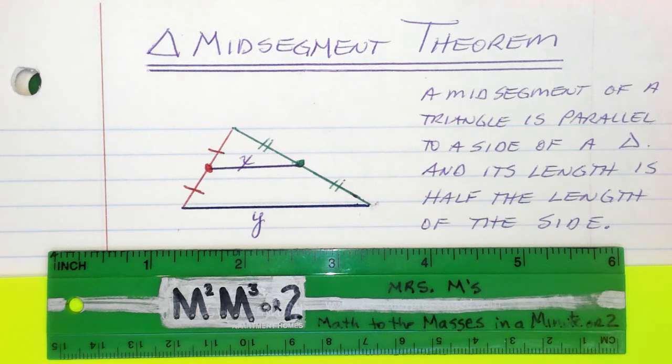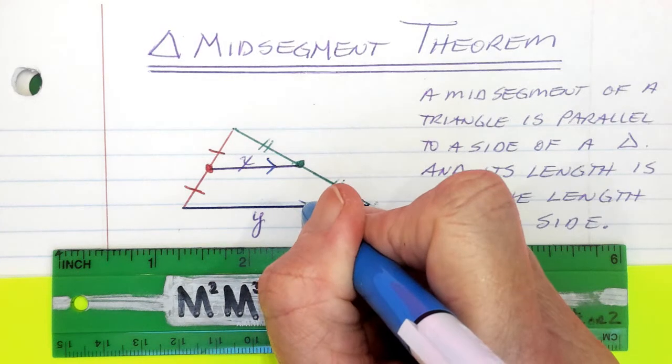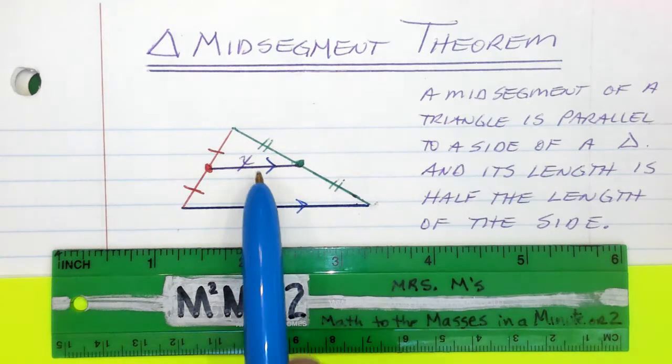In a minute or two, let's look at the triangle midsegment theorem, which says a midsegment of a triangle is parallel to a side of the triangle, and its length is half the length of that side. So that means in this picture that this midsegment X is parallel to side Y, and its length is half of Y.